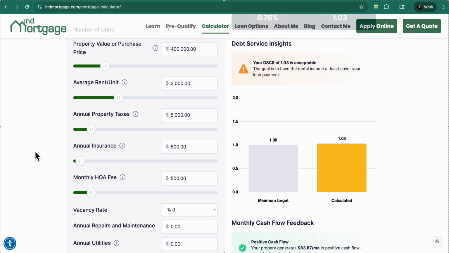This can vary a lot depending on the building. If there are a lot of amenities, for example, expect this number to be higher, which you can perhaps offset with higher rent.